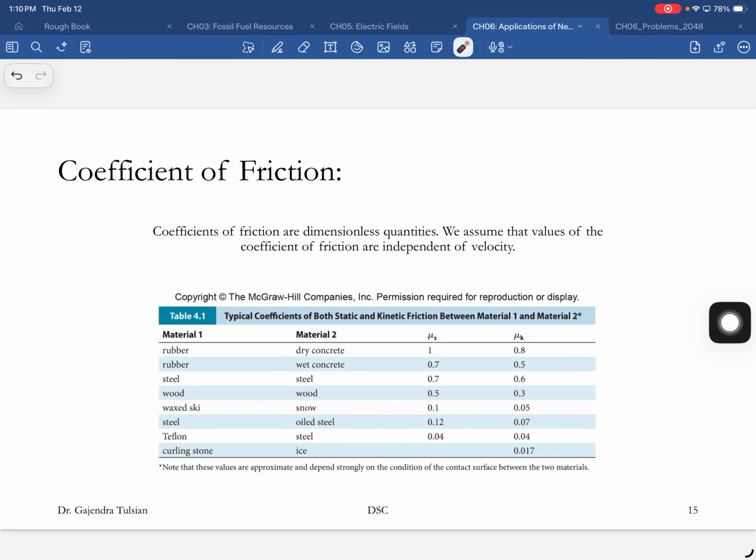So here are some numbers. These numbers are important, so people actually measure them, and you have tables for this.